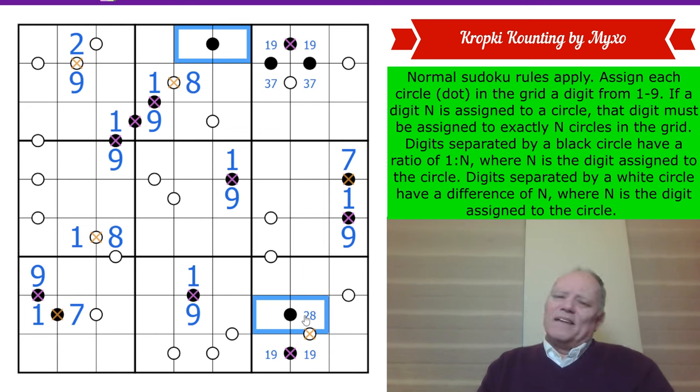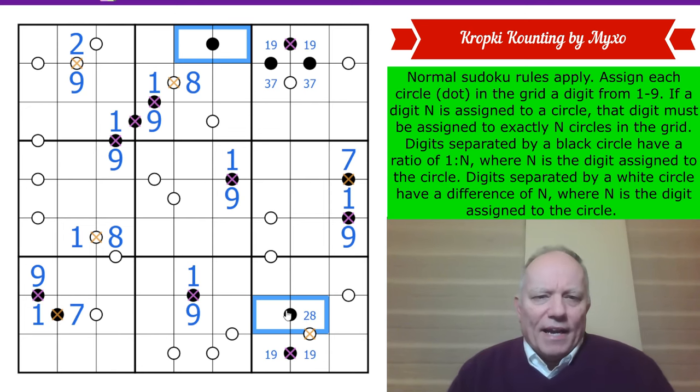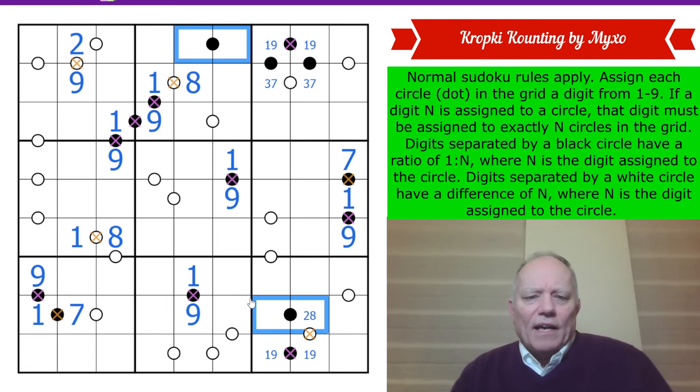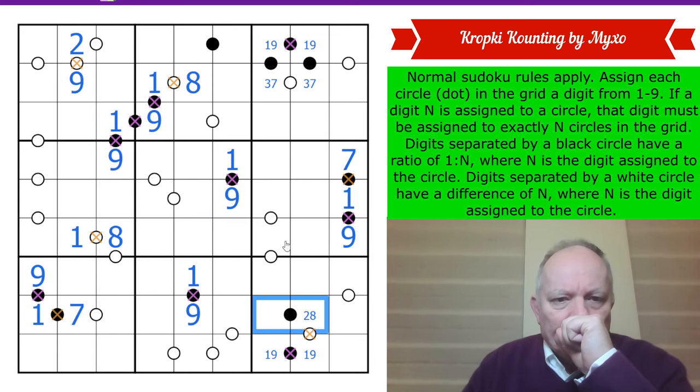I don't really want to go into that yet. I don't think either of them can have an assigned value of 3, and I'm wrong. This could be 6, 2. Okay, forget that.